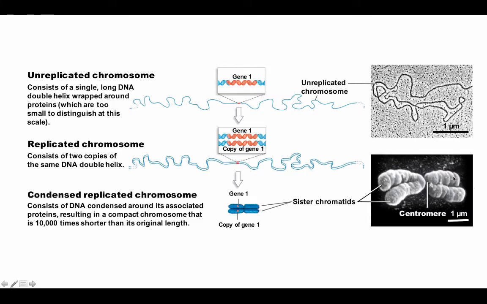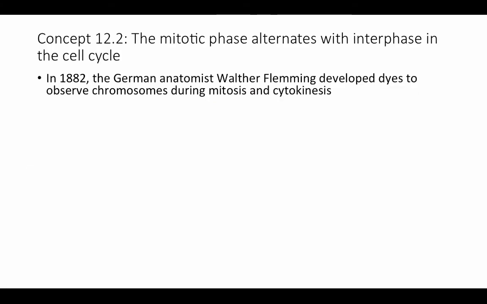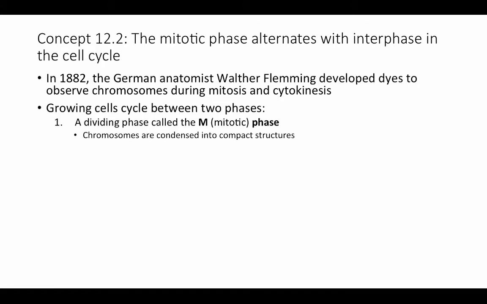And here we see a pair of sister chromatids attached together at the centromere by these cohesin proteins. So in 1882, the German anatomist Walter Flemming developed dyes to be able to visualize these chromosomes and observe them during mitosis and cytokinesis. So a lot of this process of the cell cycle has been known for a very long time. And what we observe is that growing cells cycle between two distinct phases.